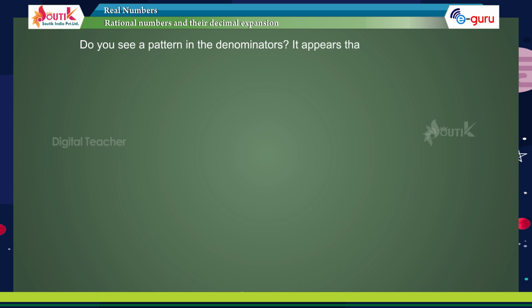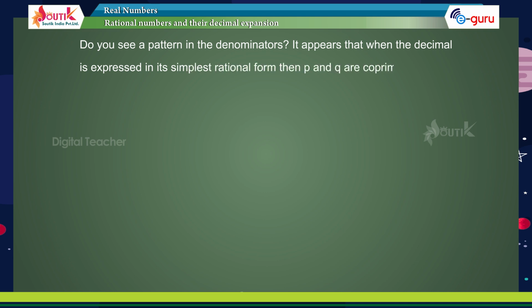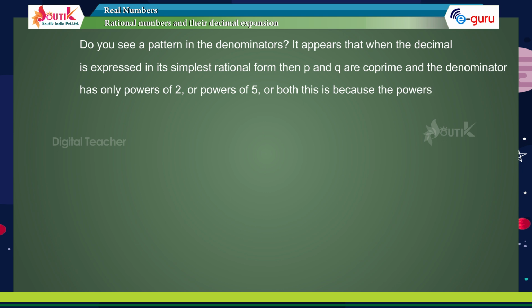It appears that when the decimal expression is expressed in its simplest rational form, then P and Q are co-prime and the denominator has only powers of 2 or powers of 5 or both. This is because the powers of 10 can only have powers of 2 and 5 as factors.